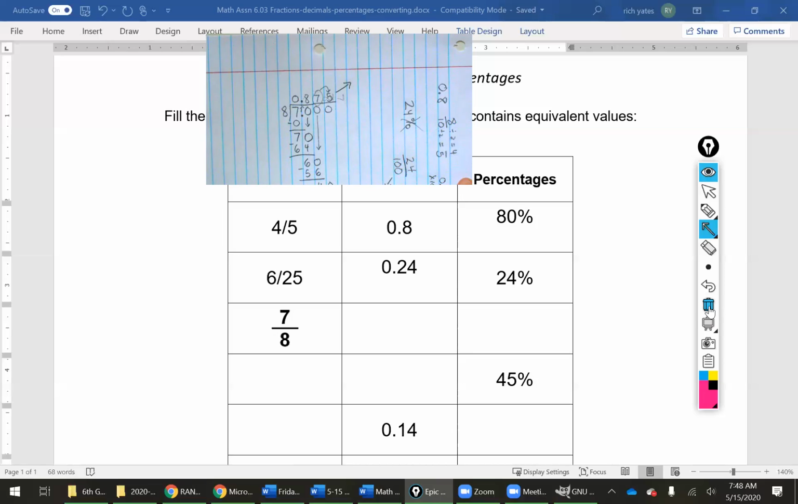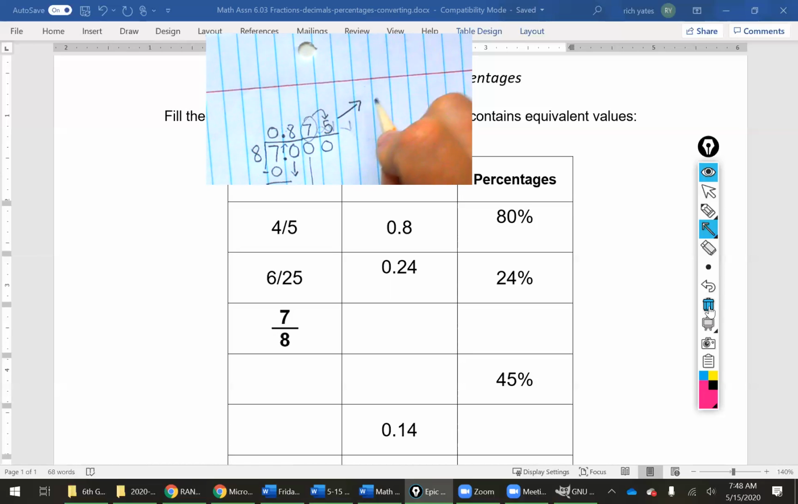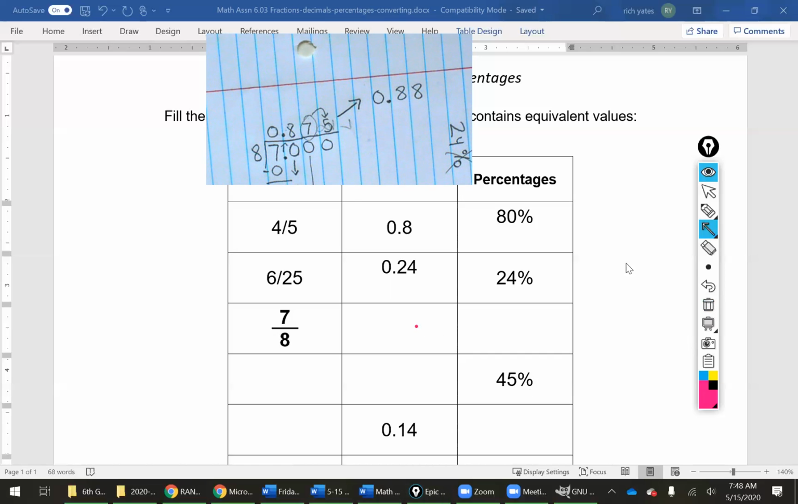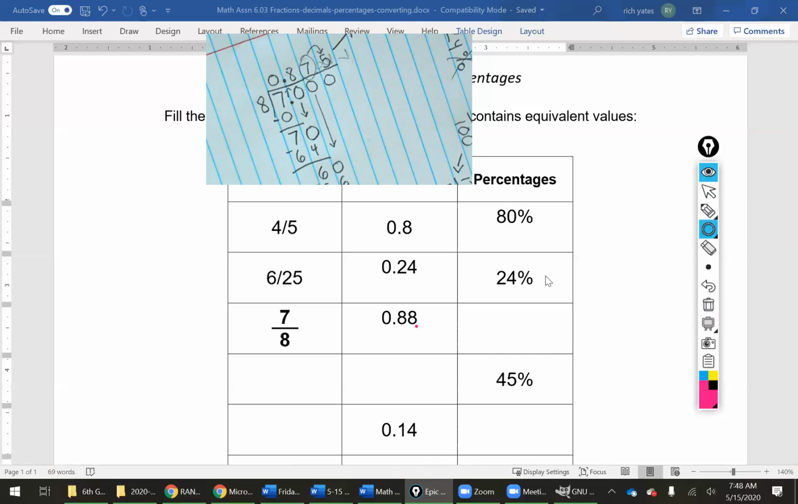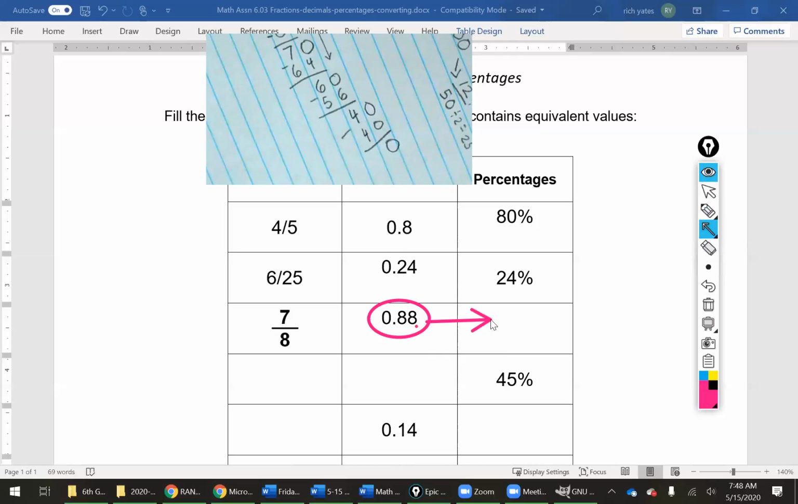We'll zoom in a lot more. I'm going to round that to 0 and 88 hundredths. And that's what I'm going to be placing here in the decimal column. 0 and 88 hundredths. Now, by looking at that 0 and 88 hundredths, that's really easy to turn that into a percent. All I do is multiply that by 100, moving the decimal over 2 spaces. So instead of 88 hundredths, I get 88. And just add a percent sign. And I have 88%. And that's all there is to that one.